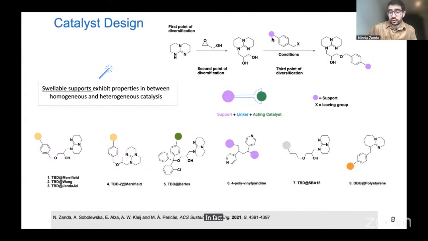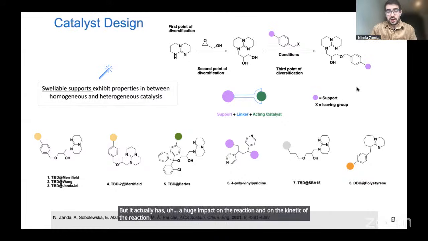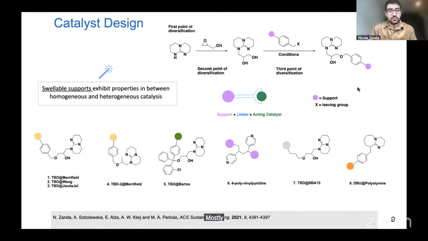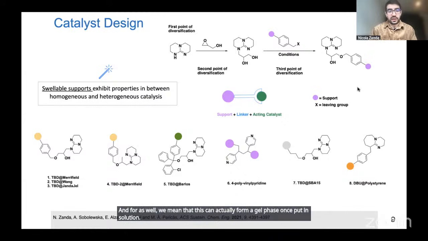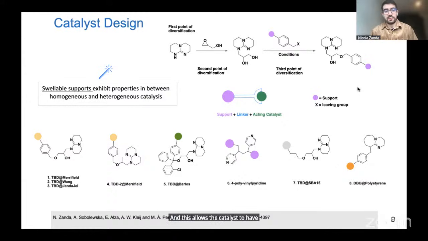In fact, the support is often overlooked, but it actually has a huge impact on the reaction and on the kinetics of the reaction. Mostly in our design, we wanted to focus on swellable supports. And by swellable, we mean that this can actually form a gel phase once put in solution. And this allows the catalyst to have properties in between homogeneous and heterogeneous catalysis.